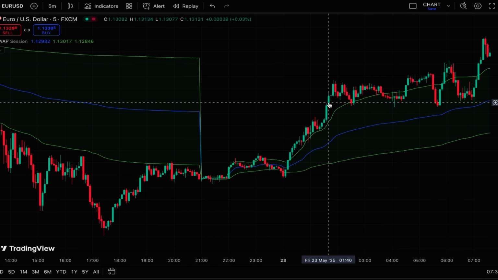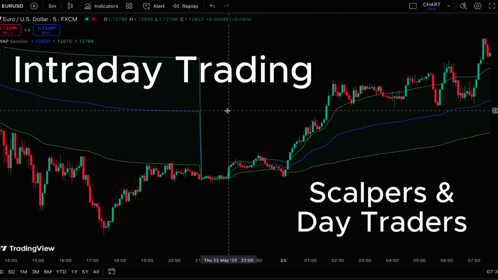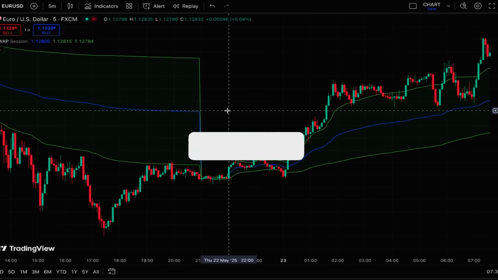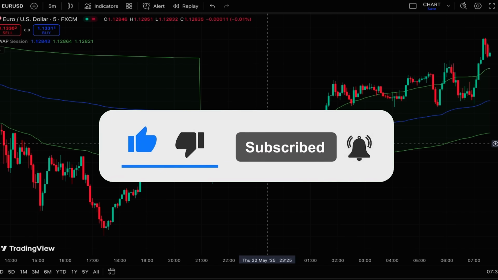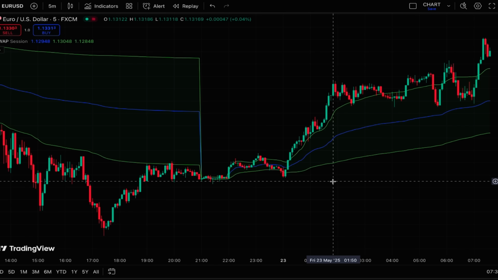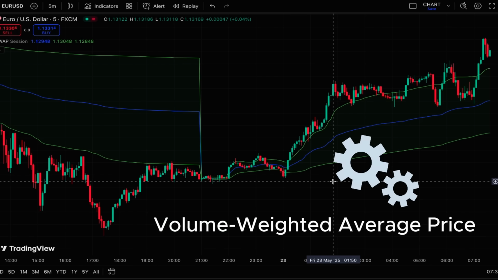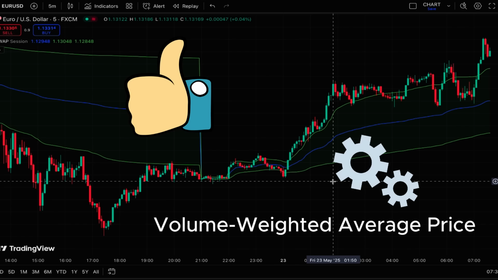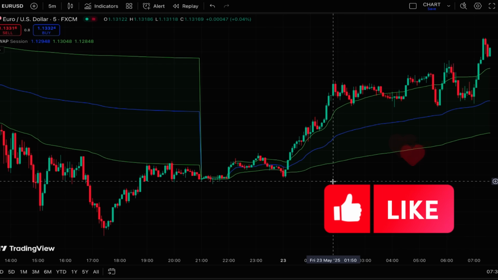This indicator is designed for intraday trading, and it's very popular among scalpers and day traders. And this is the indicator that is frequently used by banks and other institutional traders. It is somewhat similar to a moving average, but it's completely different, and volume is also considered in the calculation. As the name indicates, it's volume weighted average price, so volume plays a role in this indicator, and the indicator puts emphasis on the periods with higher volume.